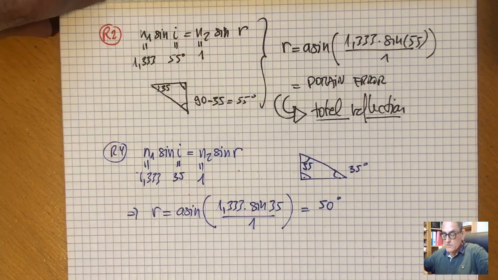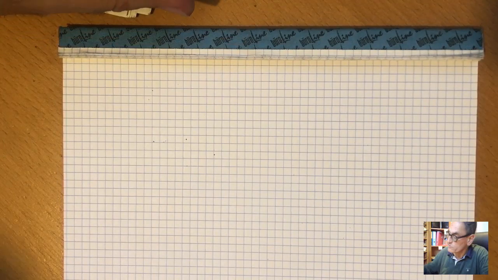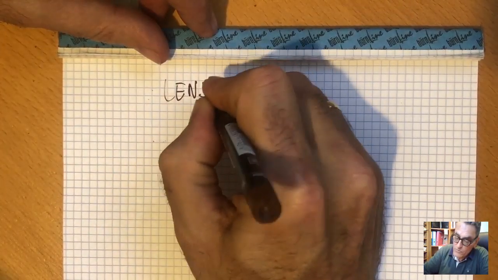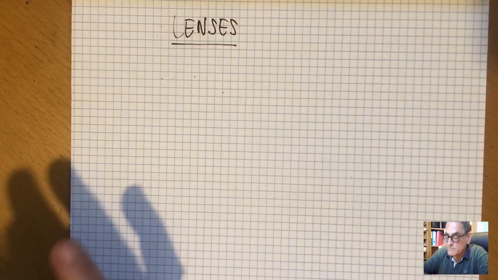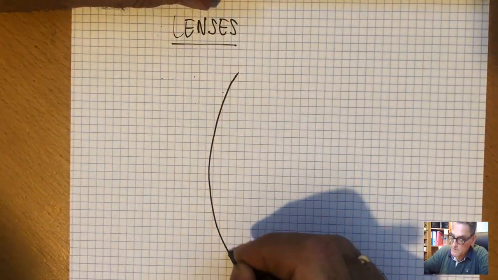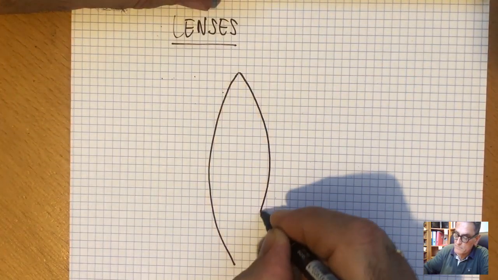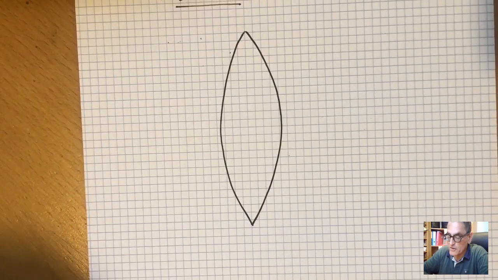Good. So now we are going to start lenses. Okay? Lenses, lentilles. And lenses work based on the principle of refraction. Let me explain that. Let's imagine we have a lens which has this shape. This is what we call a convergent lens.